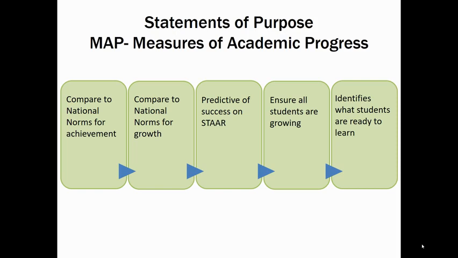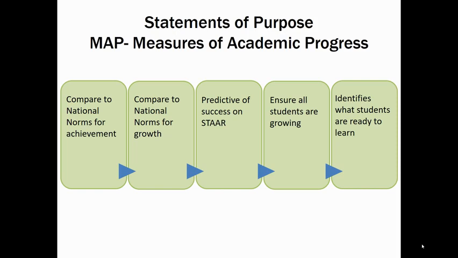The MAP RIT scale identifies the spot on the learning continuum where a student is ready for instruction. What comes before that RIT range on the continuum is what the student already knows. We use this one assessment to fulfill many purposes, and this allows us to minimize testing wherever possible.